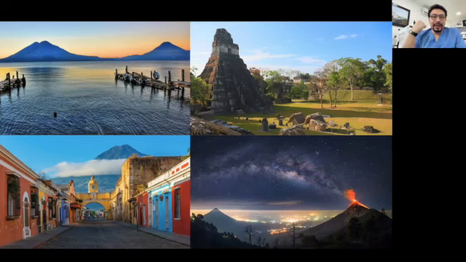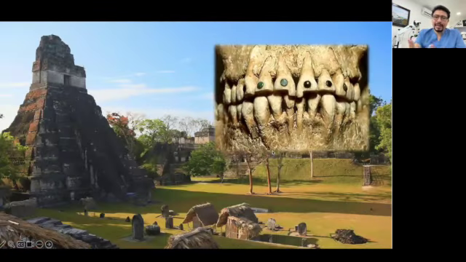And we also have the Atitlan Lake, which is the most beautiful lake in the world, according to National Geographic. So if you want to come to Guatemala, you are very welcome to join us.